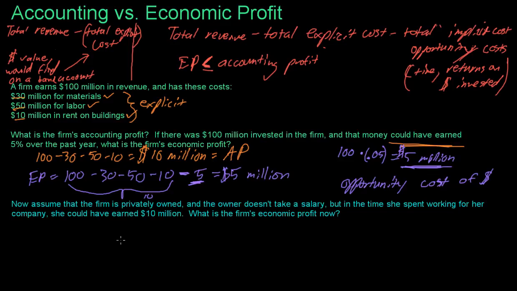So now let's switch over to a completely different situation. Now assume that the firm is completely privately owned and the owner doesn't take a salary. But in the time she spent working for her company, she could have earned $10 million. So she's a CEO of her company, and if she were to go to work for another company, she would get $10 million a year. So what is the firm's economic profit now? So this question doesn't mention anything at all about the opportunity cost of capital, or the opportunity cost of money, so we're not even going to consider that here.